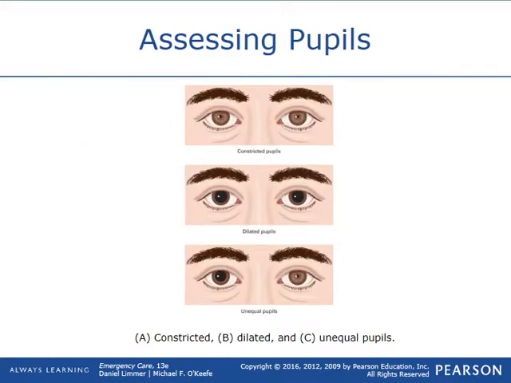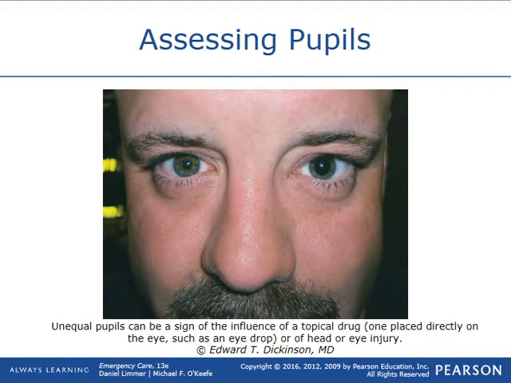Here you can see at the top, we've got constricted pupils. Here in the middle, we've got dilated pupils. And on the bottom, we've got unequal pupils. Unequal pupils can be a sign of somebody under the influence of some sort of topical drug that's placed onto the eye, or it can also be a sign of a head injury.